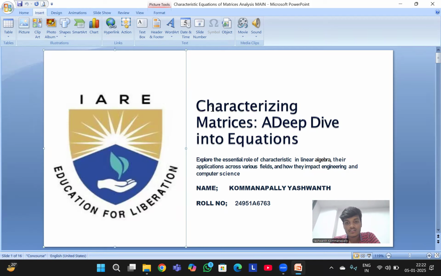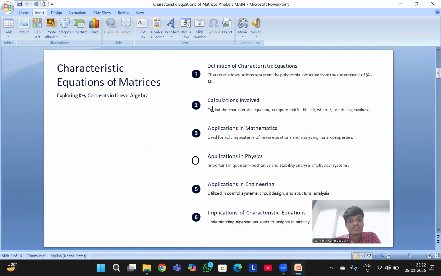Today, I want to explain one of the concepts, the characteristic equation of matrices, a deep dive into equations. First, we explore the essential role of characteristic equations in linear algebra, their application across various fields, and how they impact engineering and computer science. First, the characteristic equation of a matrix, exploring key concepts in linear algebra.